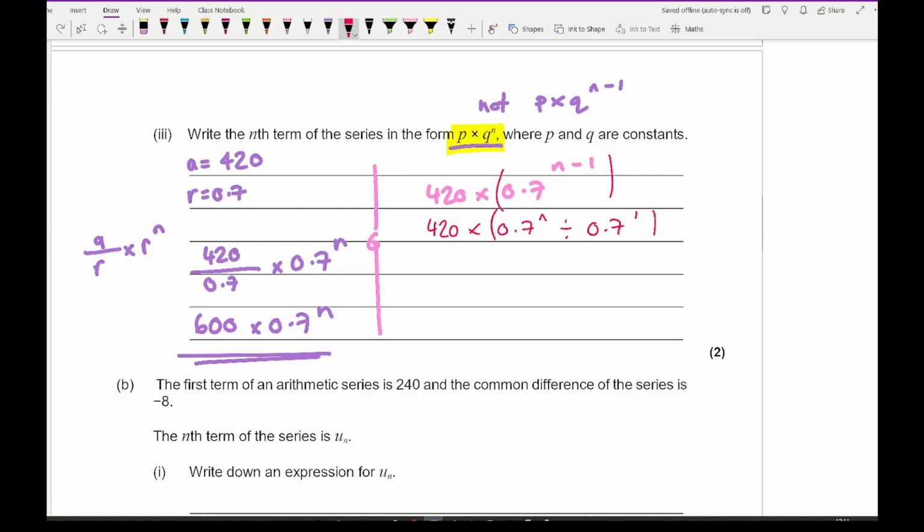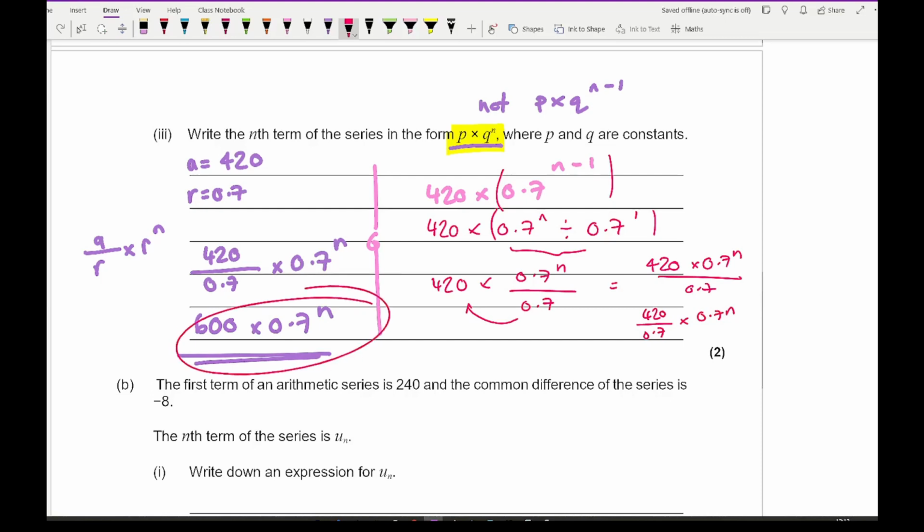Now what does this look like? Well, it looks like 420 times 0.7^n over 0.7. Well, I can then take that 0.7 over to the side, so that becomes 420 over 0.7 times 0.7^n, which again gives me the same answer of 600 times 0.7 to the power of n.